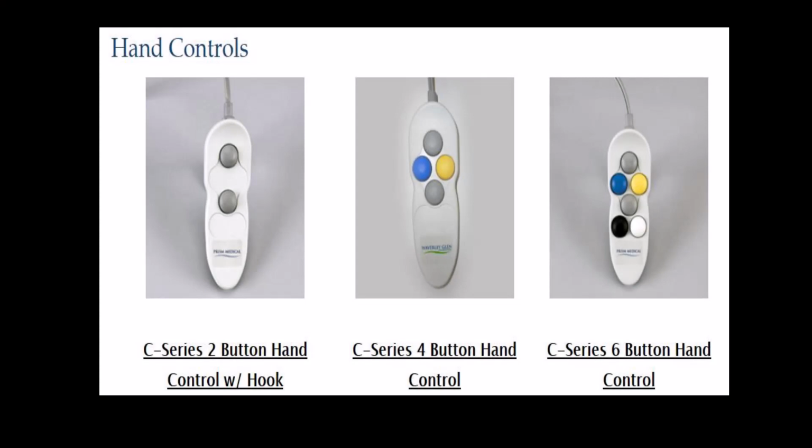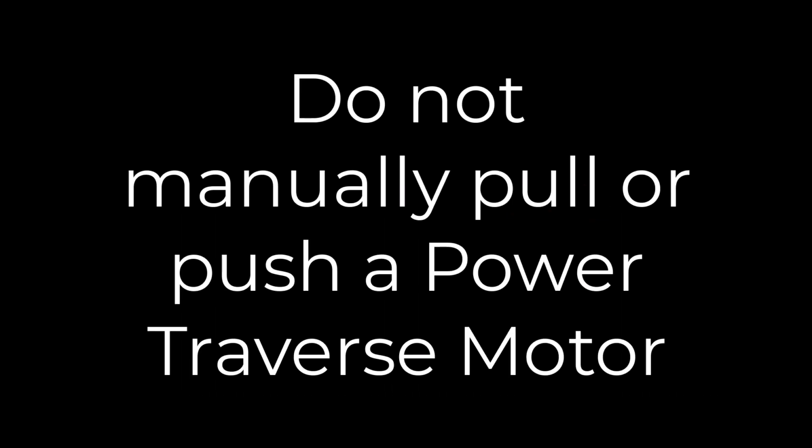Handicare hand controls can come in 3 styles. Manual, which just has 2 buttons for up and down carry bar control. Power transverse, which also has the up and down function, but also has 2 color-coded buttons, which can move the motor on the track and or turn a power turntable. And a gantry system control, which can have 6 buttons to move the motor in 4 directions and up and down functions as well. It is very important not to manually push or pull this motor by the carry bar, as this will cause extensive damage to the drive mechanism of the motor.